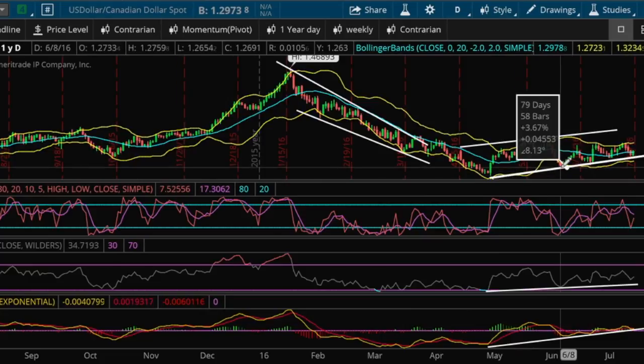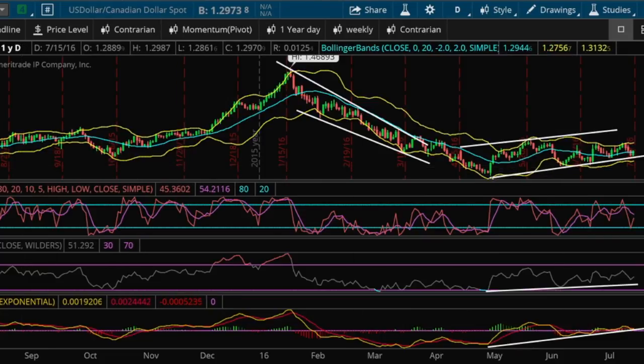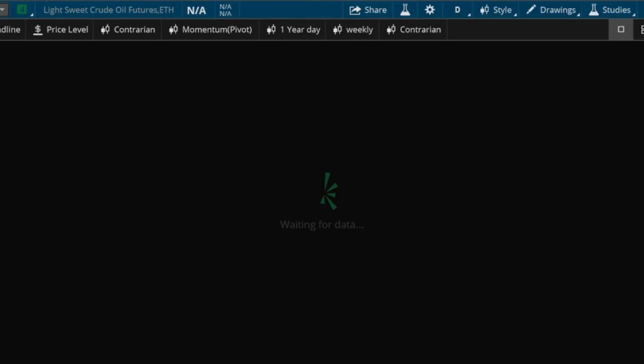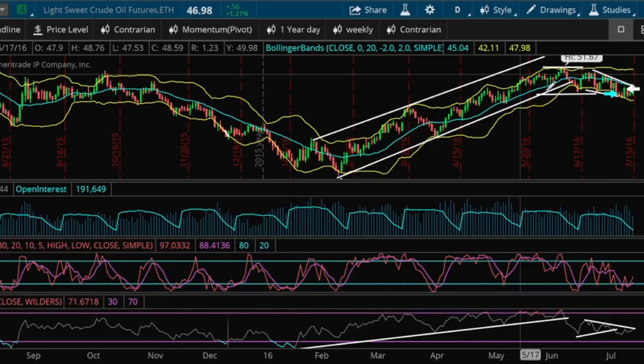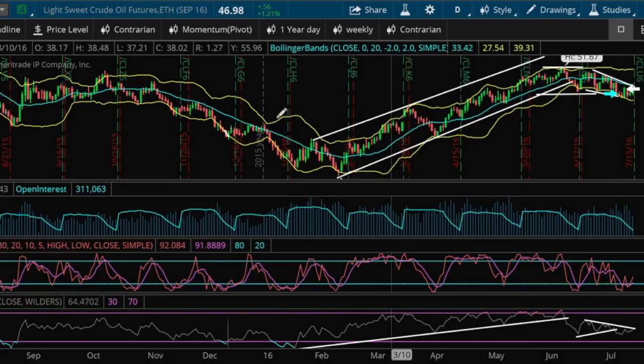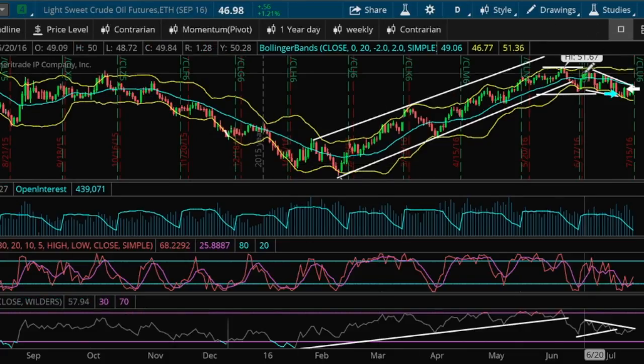But this pair is always subject to the price of oil, which you can see the correlation here when the chart pulls up. As you can see the correlation here, and every run is almost inversely correlated.